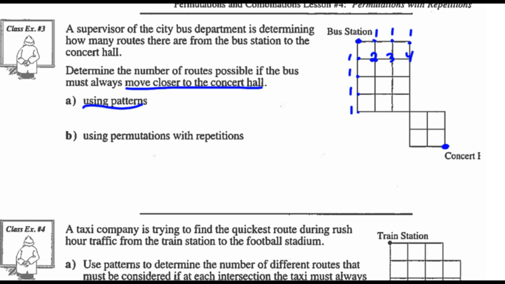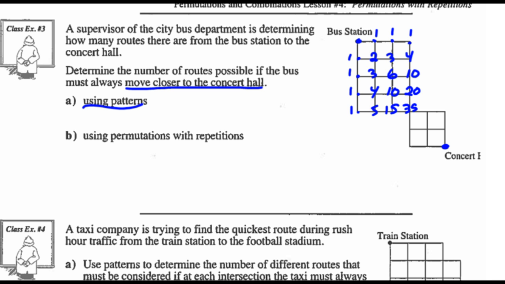1 route down to here and 2 to here, 1 plus 2 is 3. 3 plus 3 is 6, and 6 plus 4 is 10. And we continue going in this manner. 1 plus 3 is 4, 4 and 6 is 10, 10 and 10 is 20 to that point. 1 and 4 is 5, 5 and 10 is 15, 15 and 20 is 35.